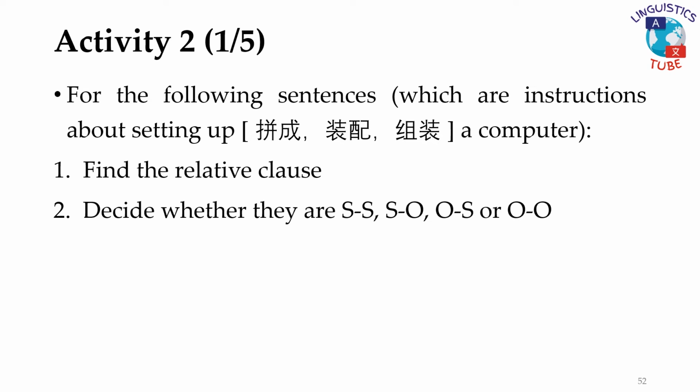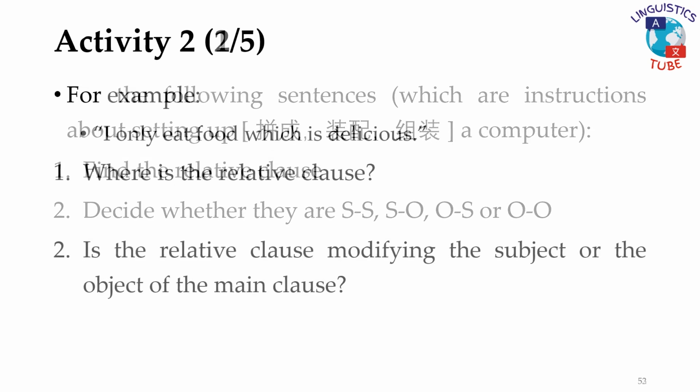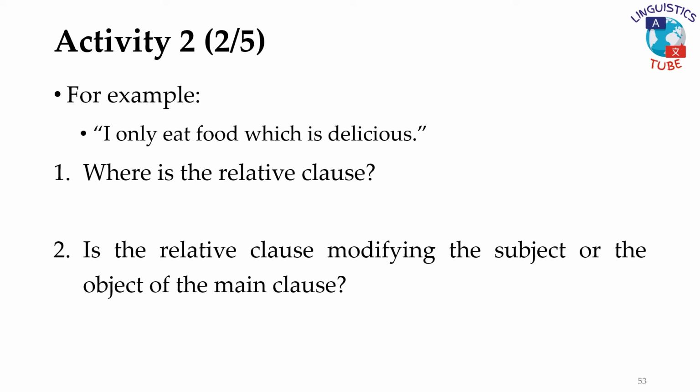Let's do an activity to cement our knowledge of this section. You will see 4 sentences which contain relative clauses. You have 2 tasks. Firstly, find the relative clauses. Secondly, decide whether they are SS, SO, OS, or OO. Regarding the topic of the sentences, they are instructions about how to set up a computer. Before we get to the activity though, let's do a quick practice.